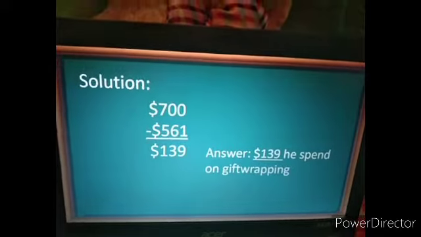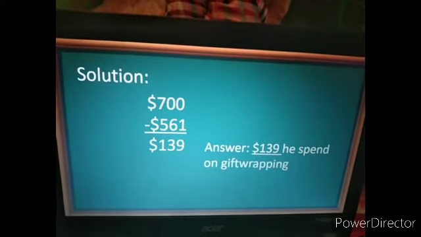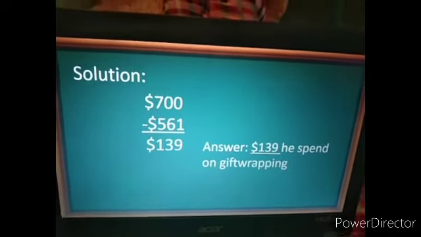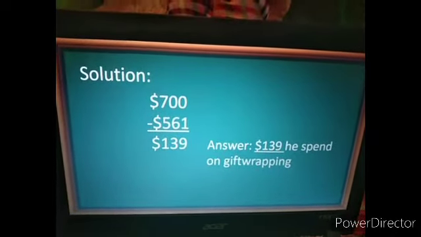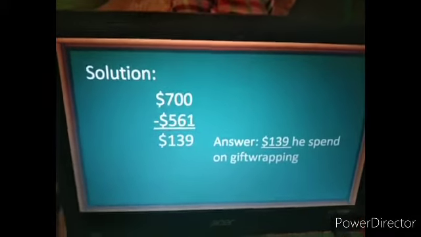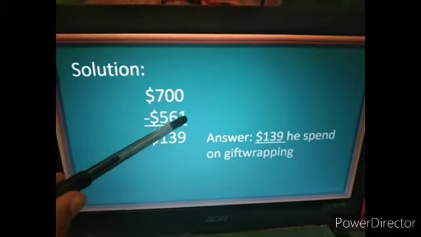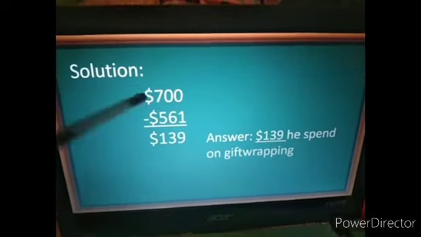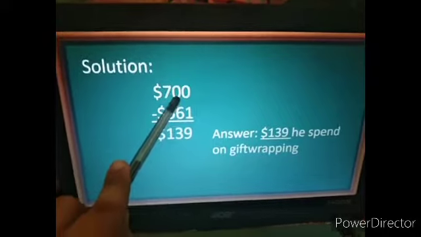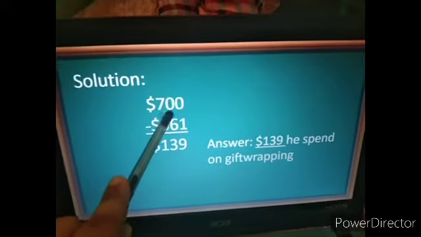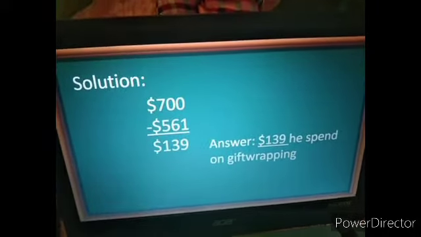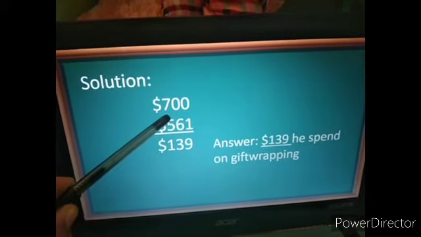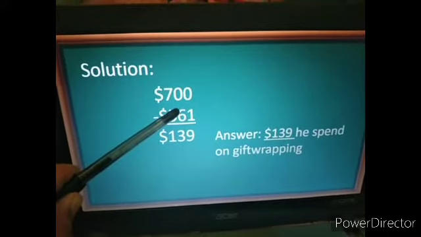So we have here $700 minus $561. So we cannot take 1 from 0. But what we do is we go to tens. So here the tens, or the next place value, and as we can see we have a 0 again. But what we're going to do is jump into the hundreds.